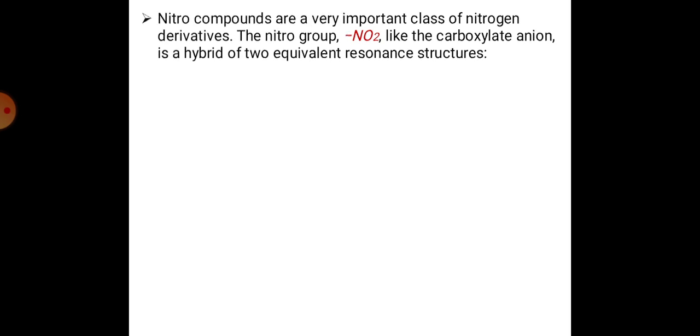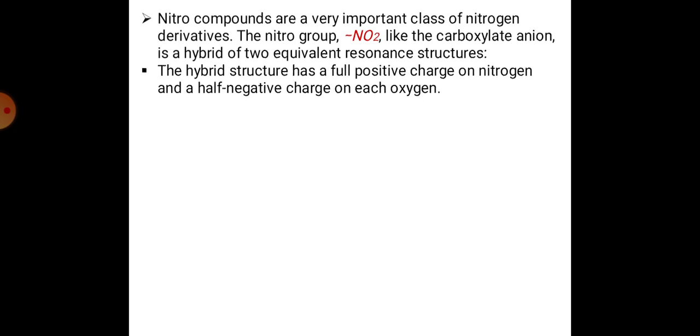Let's move to the general features of nitro compounds. Nitro compounds are a very important class of nitrogen derivatives. Particularly, the nitro group is an oxidized form of nitrogen, while ammonia or amines are the reduced form of nitrogen. The nitro group is just like the carboxylate ion, with two resonance-equivalent structures. I just showed this in the last slide.